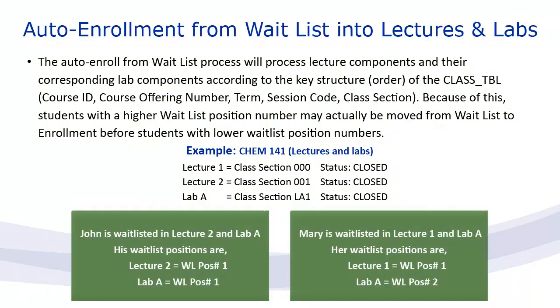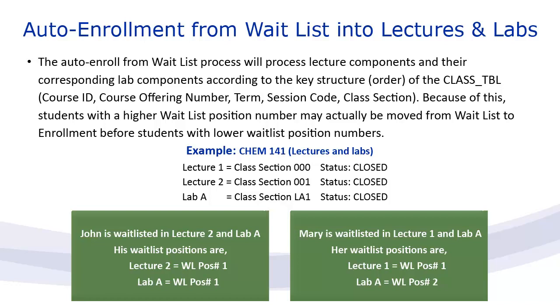The auto-enroll from waitlist process will process lecture components and their corresponding lab components according to their key structure, or order of the class TBL, which is the course ID, the course offering number, term, session code, and class section. Because of this, students with a higher waitlist position number may actually be moved from waitlist to enrollment before students with a lower waitlist position number.